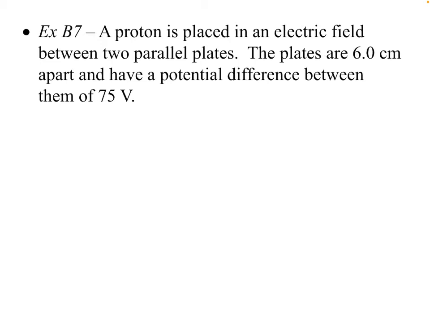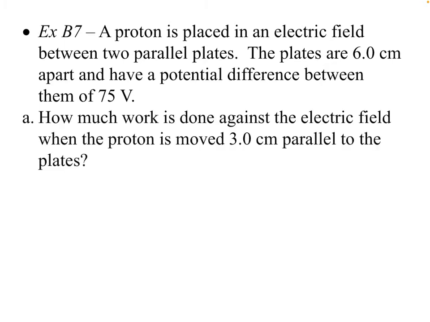We have a proton being placed in an electric field between 2 parallel plates. The plates are 6 centimeters apart, so we have the distance between the plates, and have a potential difference between them of 75 volts. Okay. A, how much work is done against the electric field when the proton is moved 3 centimeters parallel to the plates? Let's picture that again.